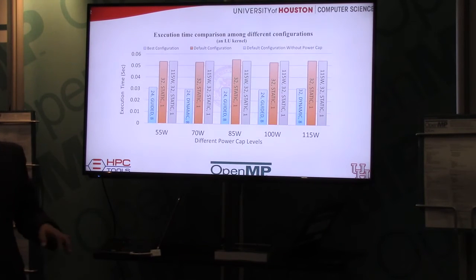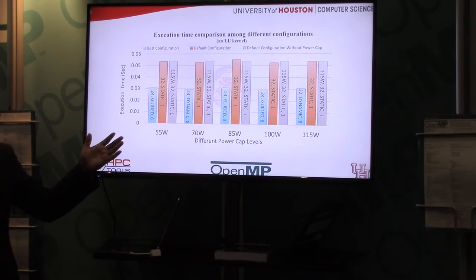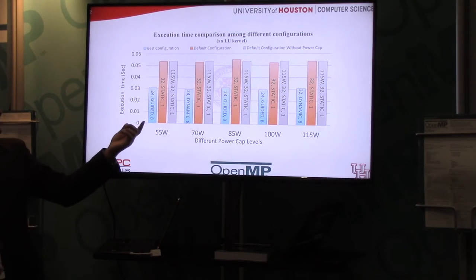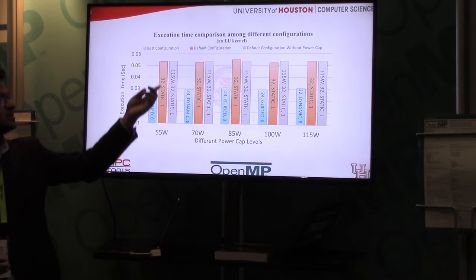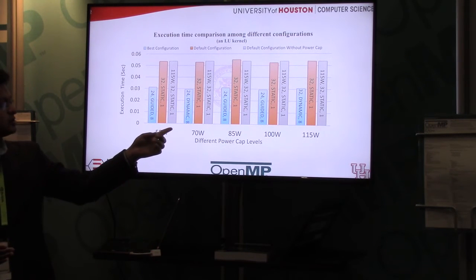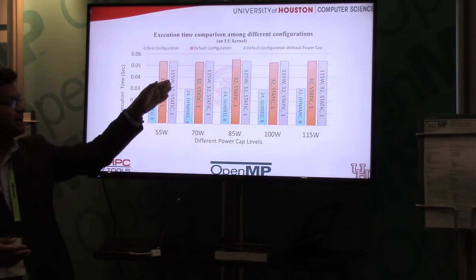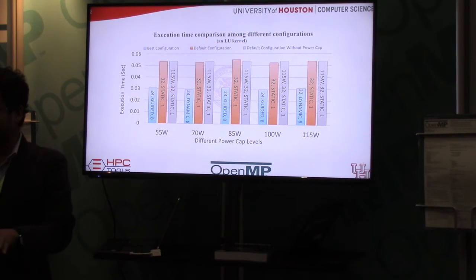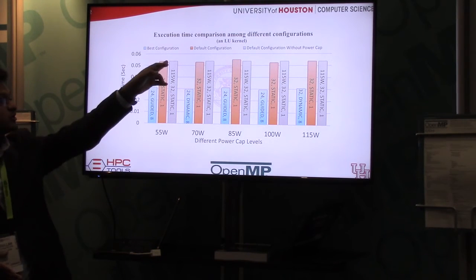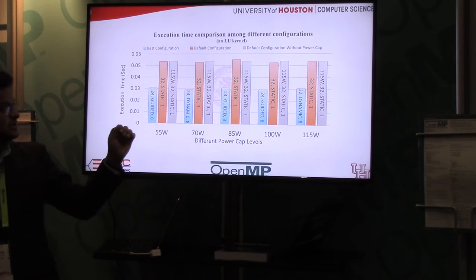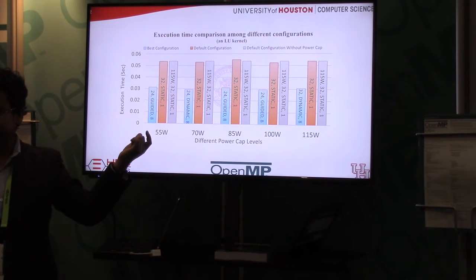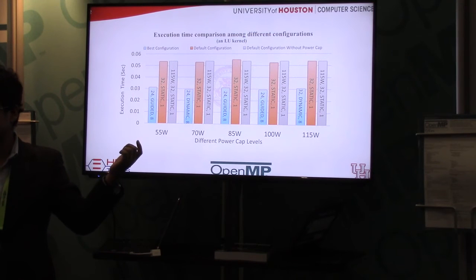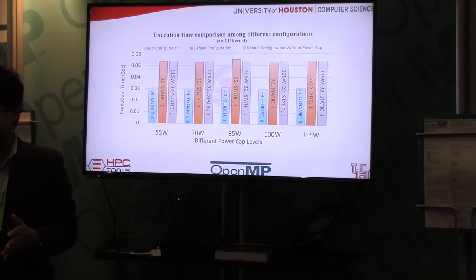So we looked into it very deeply. You can see the 5 different power caps. This is the configuration that gave the best execution time at that power cap. This is the default execution time at that power cap. And this is the execution time without any power cap, without any throttling, so using the maximum possible frequency of the processor. If you look at that, in all 5 power caps, choosing the best configuration, you can increase the performance of the different kernels a lot.